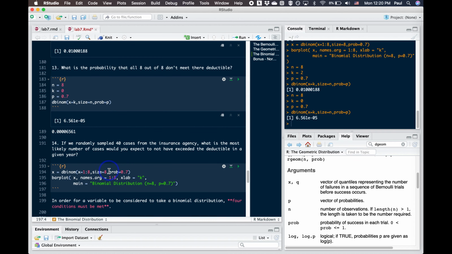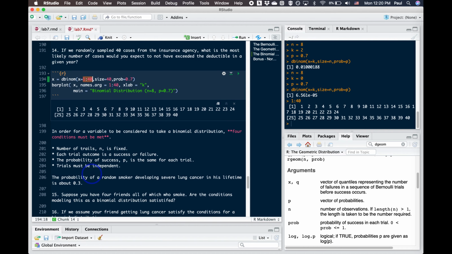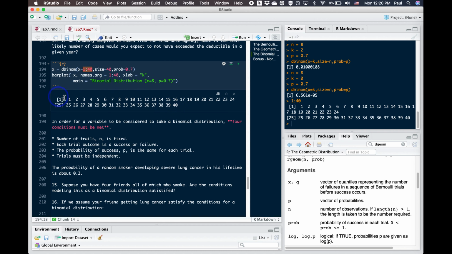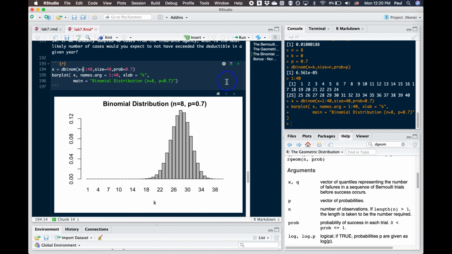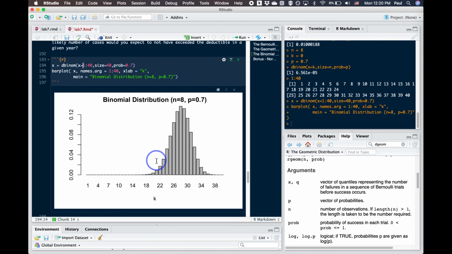Oh, but you haven't used vectors. Okay, so we're looking at the size being 40, and we're looking at 1 to 40. That's what this means. If I have 1 colon 40, that's how many different cases we're going to look at. And if we plot that, that's the distribution for 40 cases. So what looks like the most likely number in that? You guys can guess or get a good approximation of that.